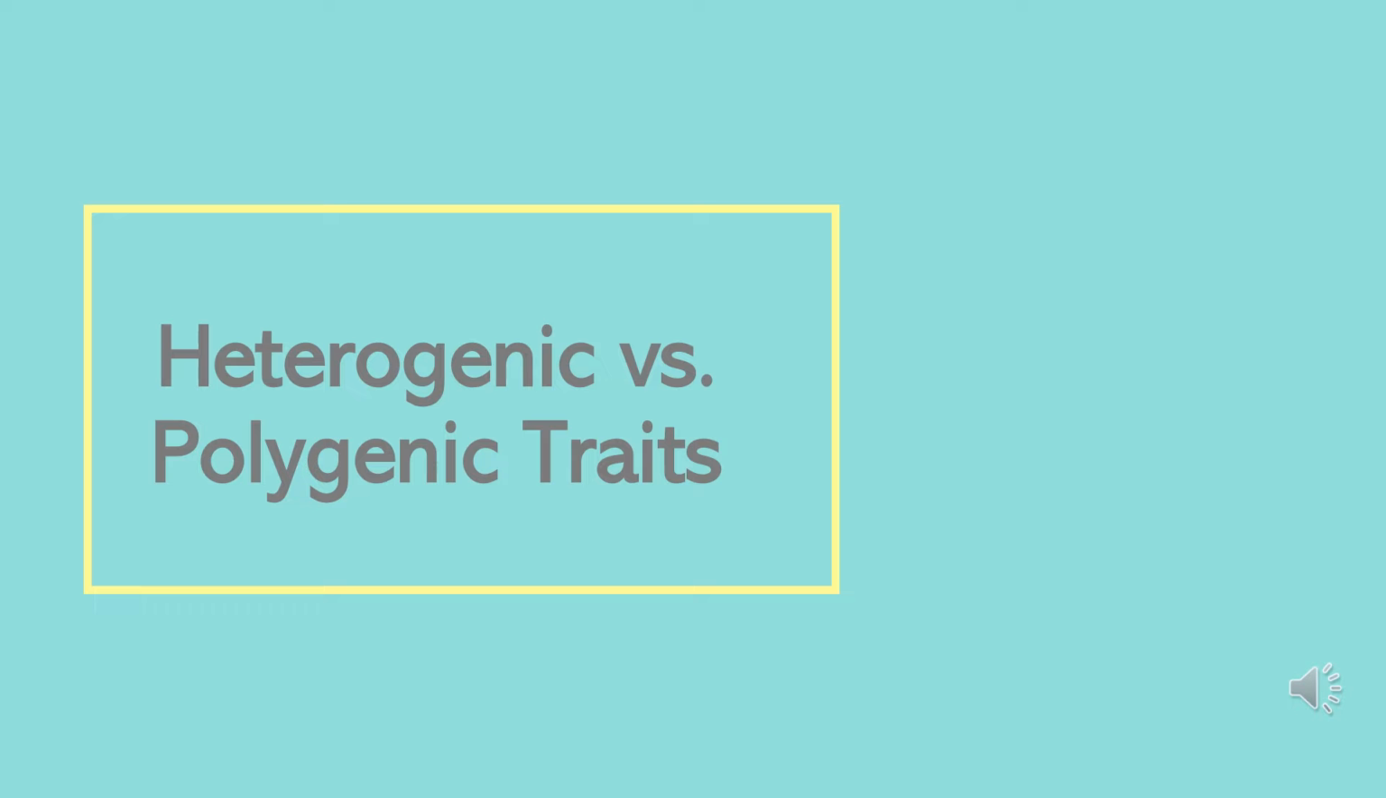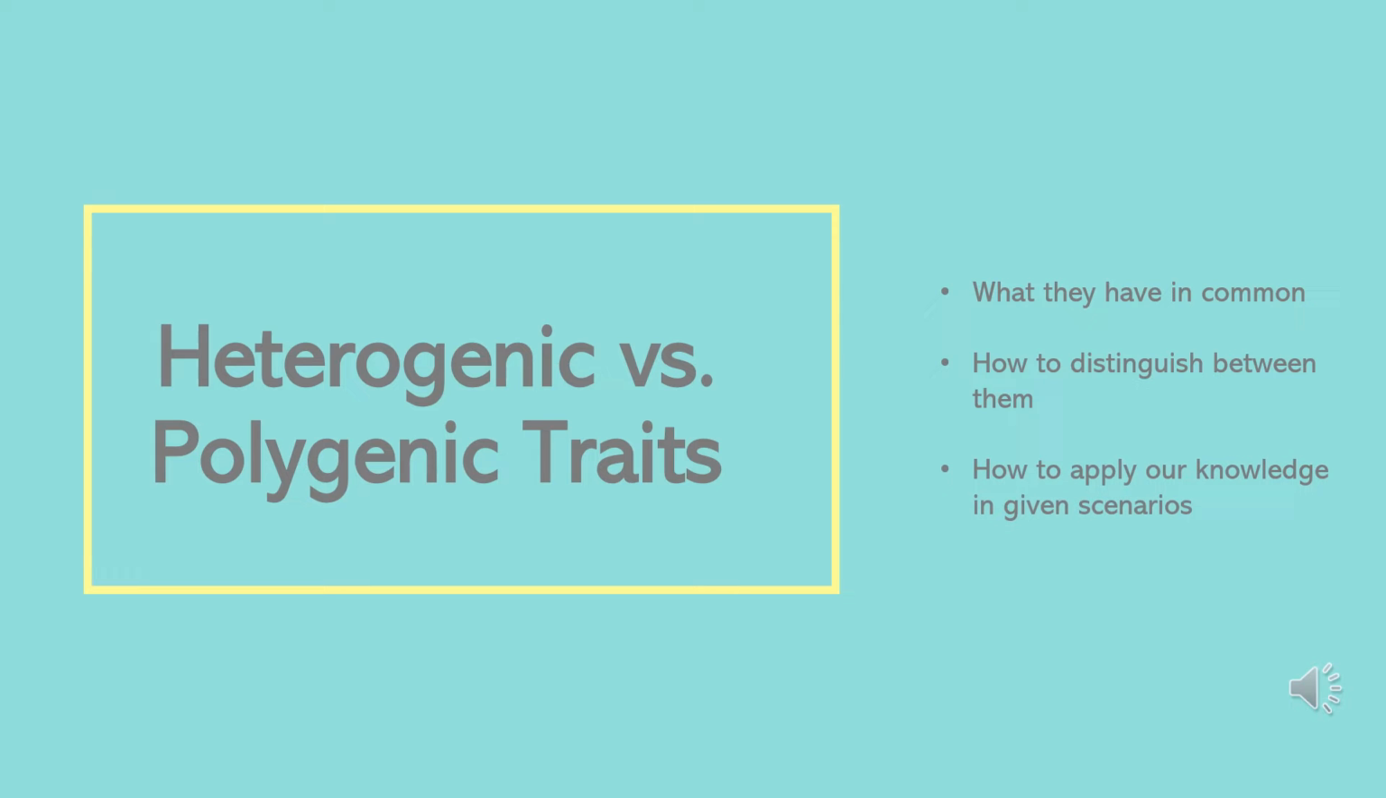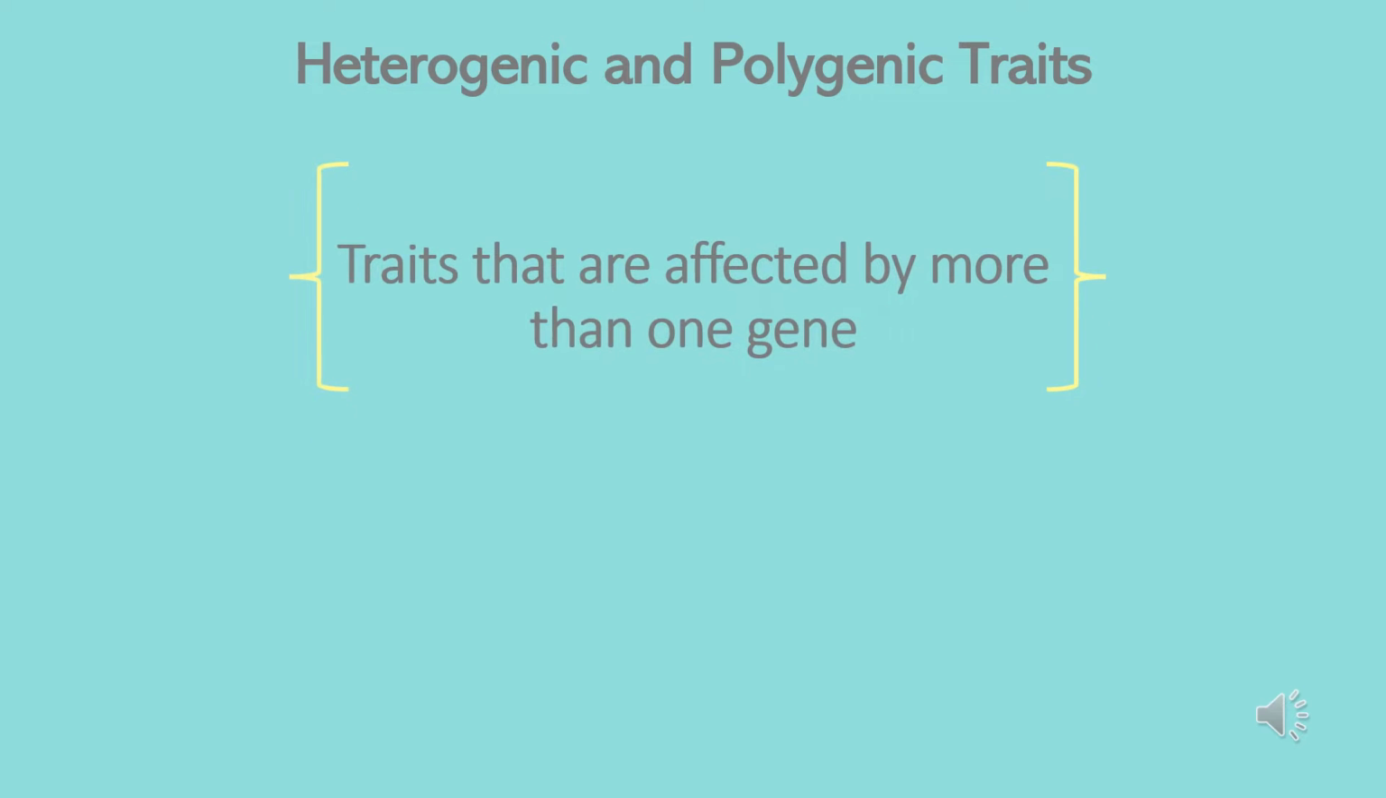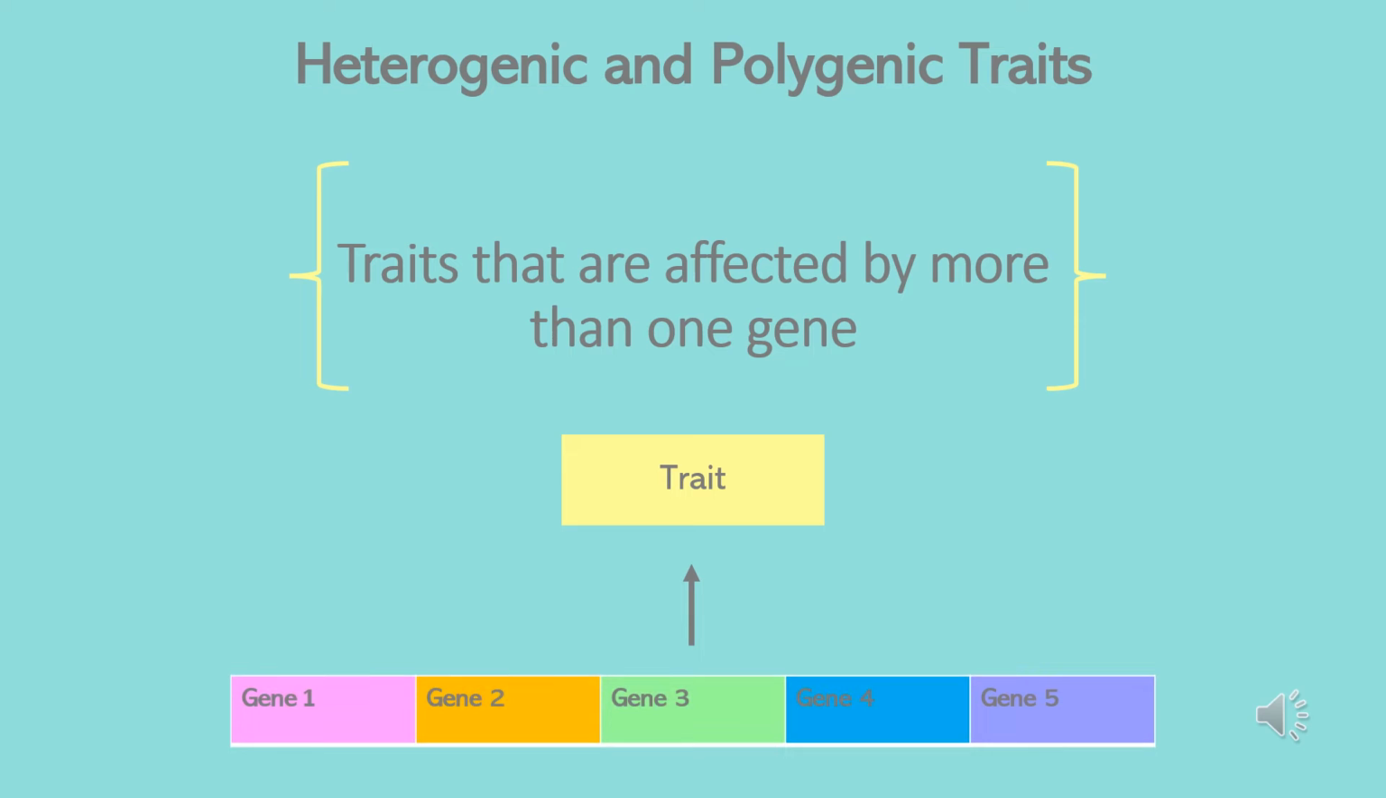In this video, we will be discussing heterogenic and polygenic traits, including what they have in common, how to distinguish between them, and how to apply our knowledge in given scenarios. First things first, when we talk about heterogenic and polygenic traits, it's important to note that we are talking about traits that are affected by more than one gene. So that means that the phenotypic presentation of a trait is influenced by a number of genes instead of just one. Now that we've set that straight, let's dive into heterogenic traits.